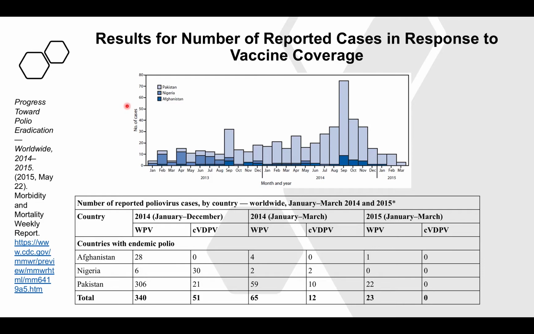The chart at the top is a display of polio type 1 cases for each of the currently endemic countries in recent years. That's Pakistan, Nigeria, and Afghanistan. You'll notice that Pakistan accounts for the majority of cases that were detected, and that is due to a growing resistance in the vaccine.